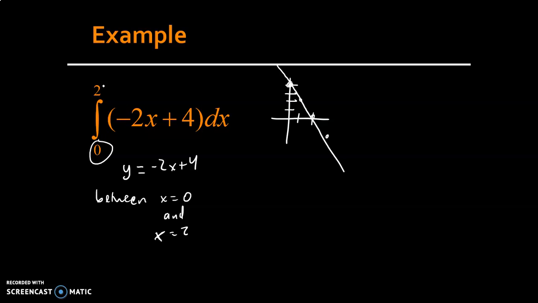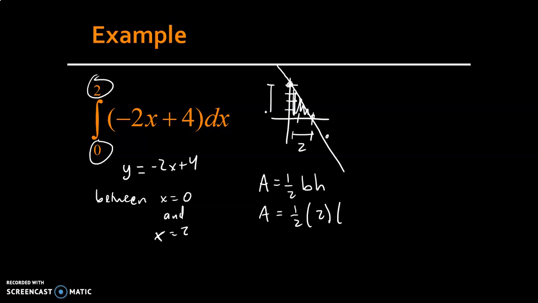Now, I only want the integral between 0 and 2, so I only want this part of the triangle, nothing on the left side of the y-axis and nothing past 2. So again, this is a triangle, so the area would be 1/2 base times height. So 1/2, the base has a length of 2, and the height has a length of 4.